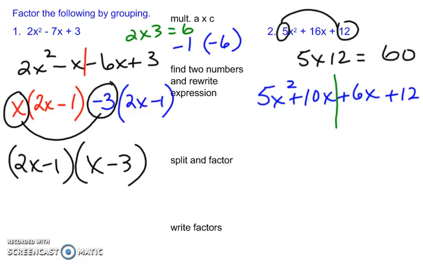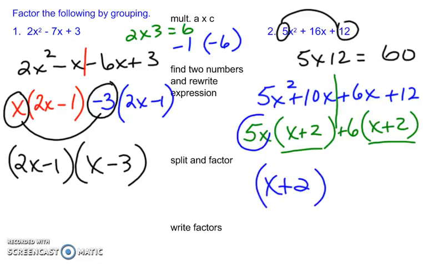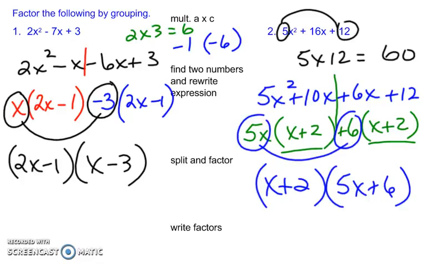We got 5x squared plus 10x. So the GCF on this left side will be 5x, leaving us with x plus 2. And on the right side will be positive 6, also leaving us with x plus 2. So again, you see we did something correct. So we will keep the common factor of x plus 2 and bring those outside factors together to give me a factor of 5x plus 6.